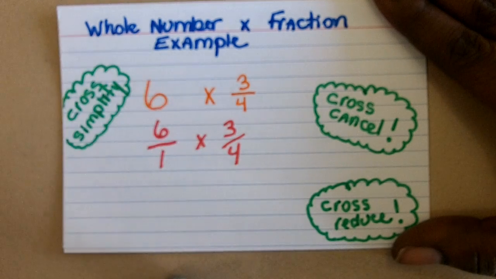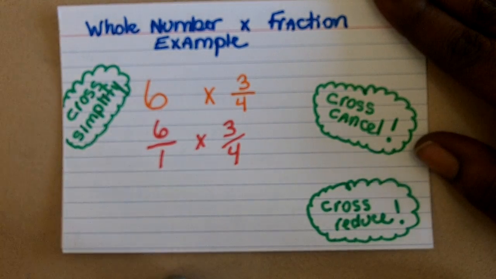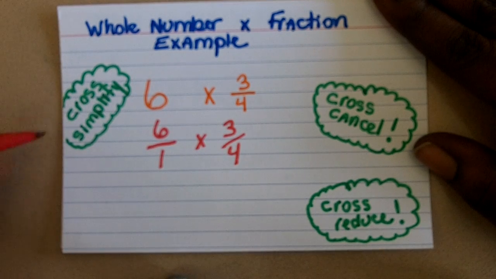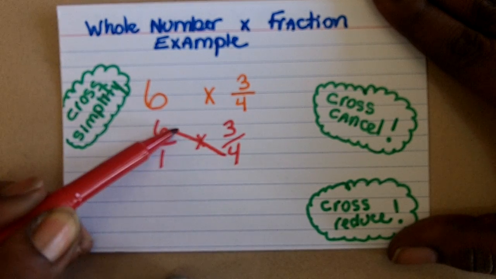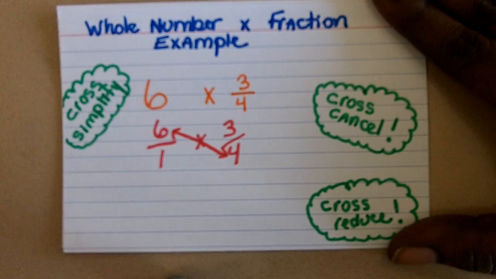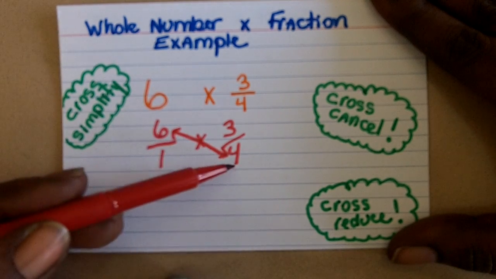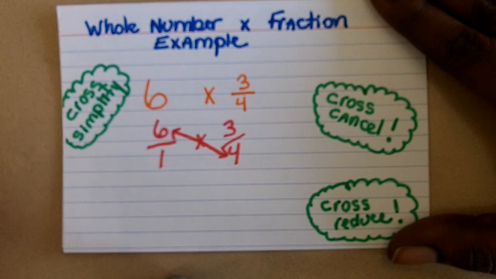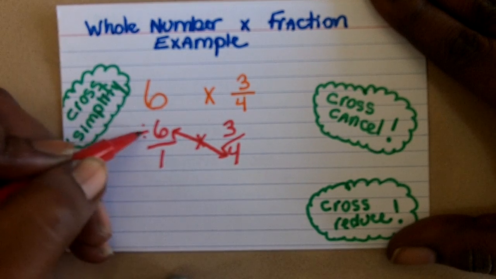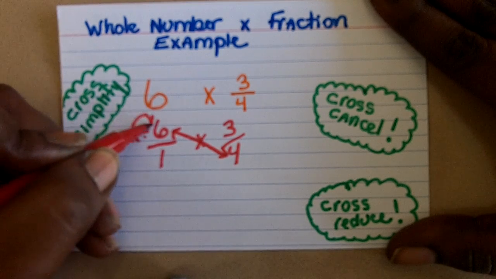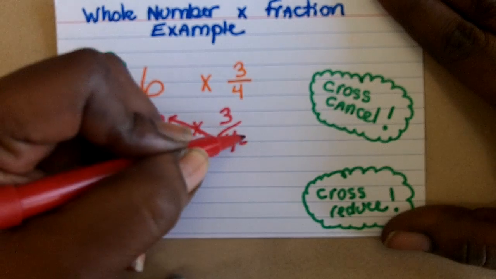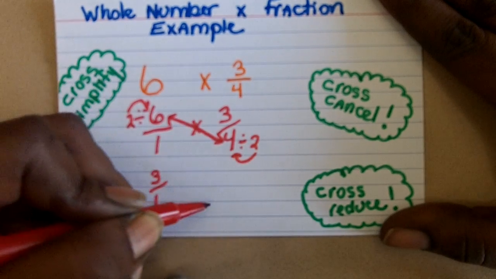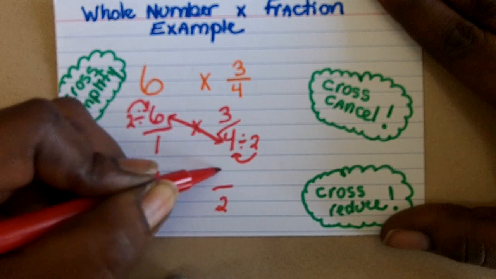Now, I want to talk to you about something called cross-canceling or cross-reducing, sometimes called cross-simplifying. Basically, what it involves is you looking at the numbers that are across from each other. For example, 6 and 4. You ask yourself, what is a common factor of 6 and 4? Well, that would be 2. We can put 2 into 6 3 times. And we can put 2 into 4 2 times. Copy the rest of the problem.